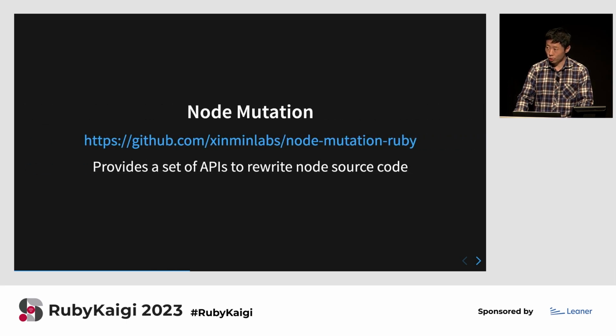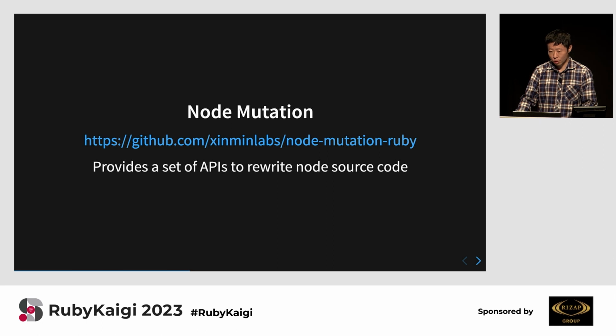So, NodeMutation. NodeMutation provides a set of APIs to rewrite the source code based on AST. It tracks the start and end position and the new code to replace, and generates the new source code.